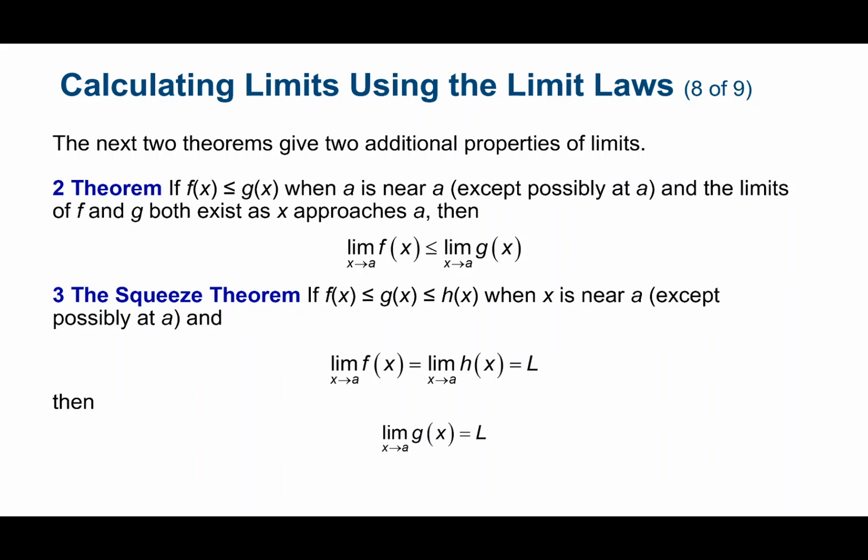All right, so two more. This one says if we've got two functions, f and g, if we know that f is always less than or equal to g when we're around the value where we're trying to find the limit, then the limit of f is going to be less than or equal to the limit of g. So saying if we've got a function, we know it's always either bigger or the same as some other function, then when we take the limits, the limit of the bigger one has to either be bigger or the same.